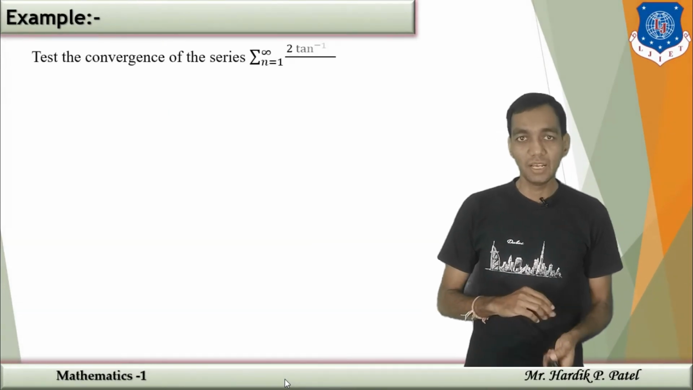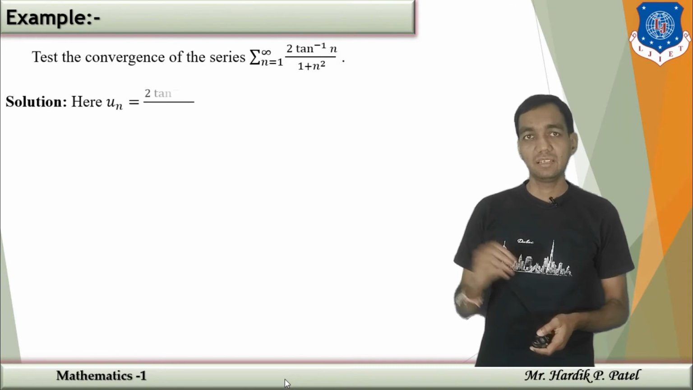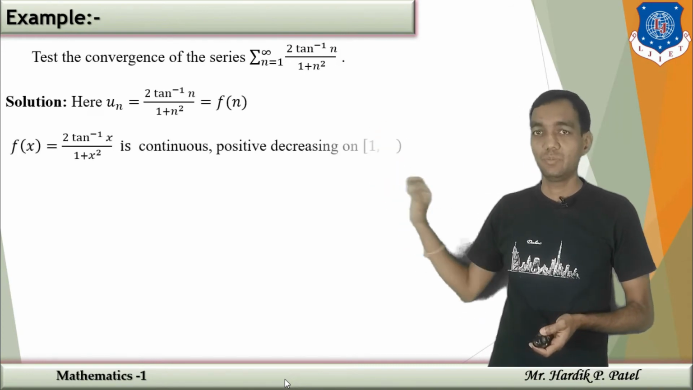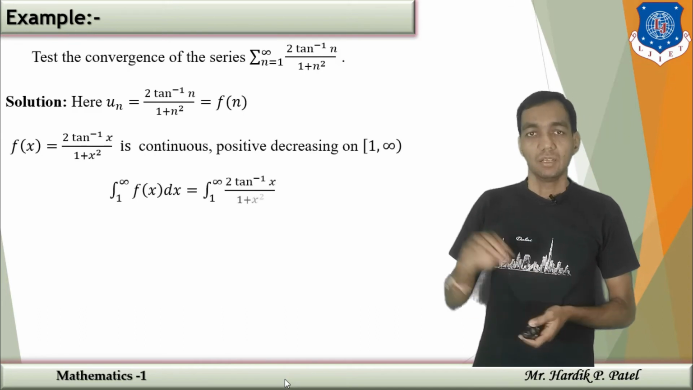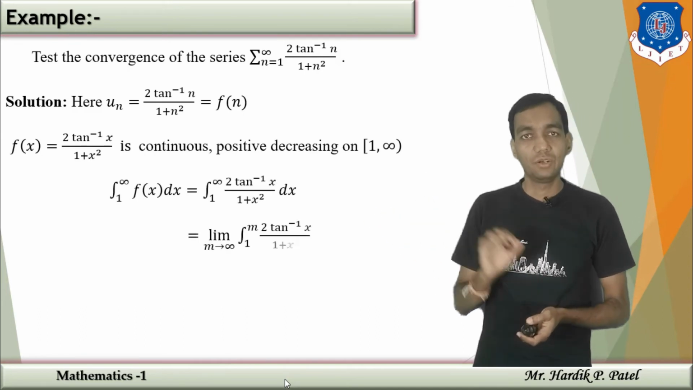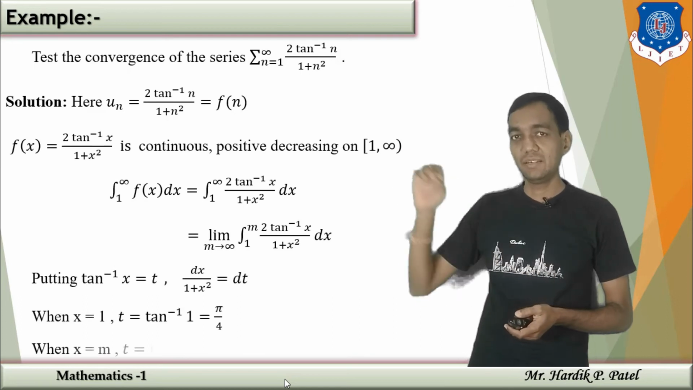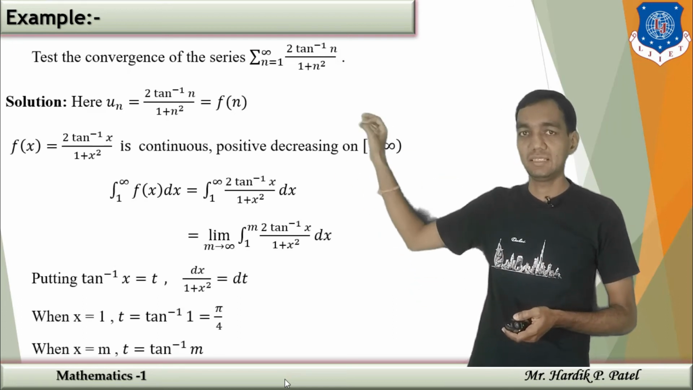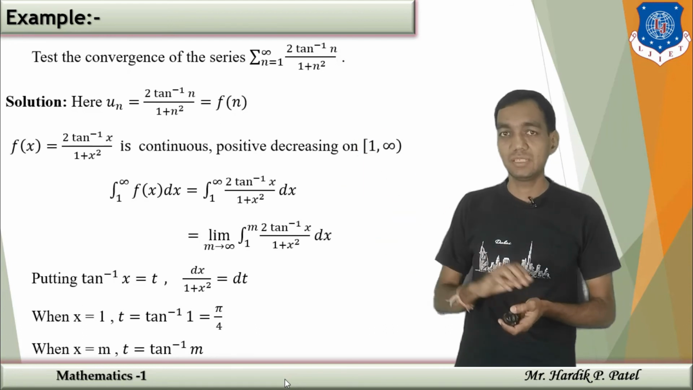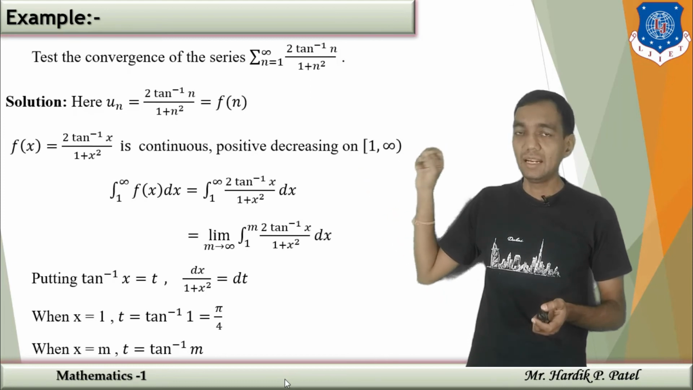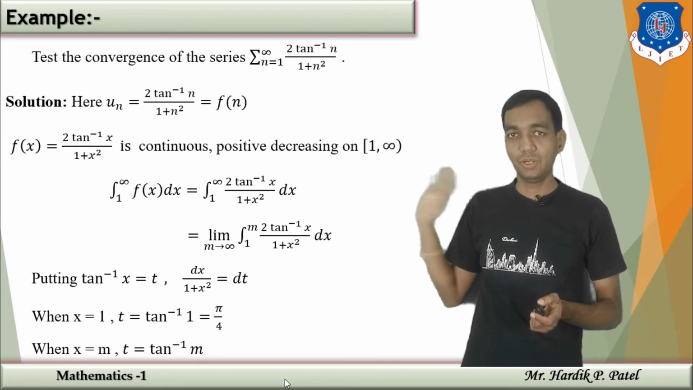Now we are going to check one more example. Test the convergence of the series sigma 2 tan inverse x upon 1 plus n square. Now here u_n is 2 tan inverse n upon 1 plus n square. Again replace n with x, that will give you f(x), that is 2 tan inverse x upon 1 plus x square. This function is decreasing and is continuous on the interval 1 to infinity.